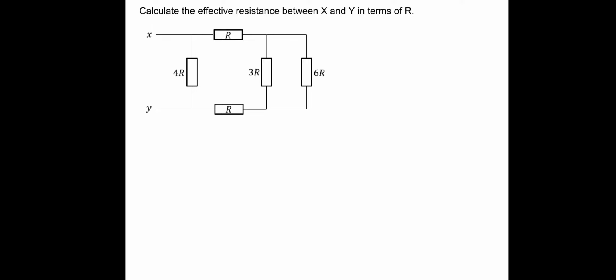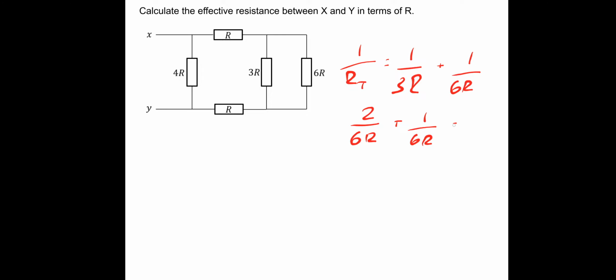So the parallel section on the left-hand side, the 3R and 6R, they're in parallel. So let's do 1 over RT is equal to 1 over 3R plus 1 over 6R. So the 1 over 3R would be 2 over 6R, if we give them the same denominator, plus 1 over 6R. So the total would be 3 over 6R, and then to get the total resistance we need to do the reciprocal, which is 6 over 3R. So 6 over 3R is 2R.